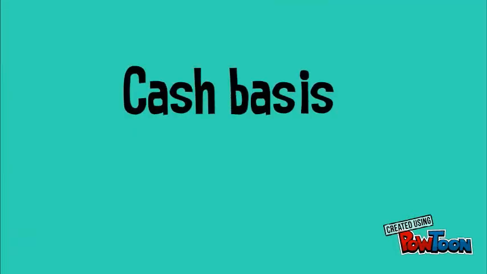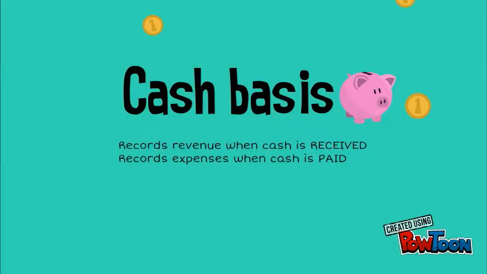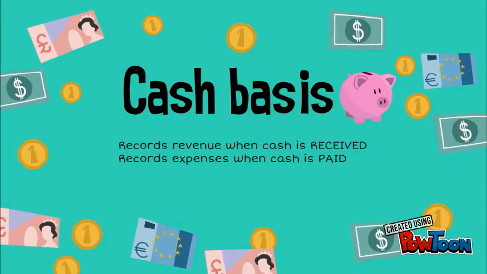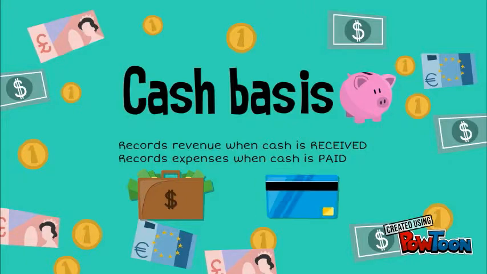The cash basis of accounting records revenue when cash is received and records expenses when cash is paid. An example of a cash basis accounting system is your personal bank account. Revenues such as wages are recorded only when you are paid, and expenses such as your credit card are recorded only when you transfer the money.